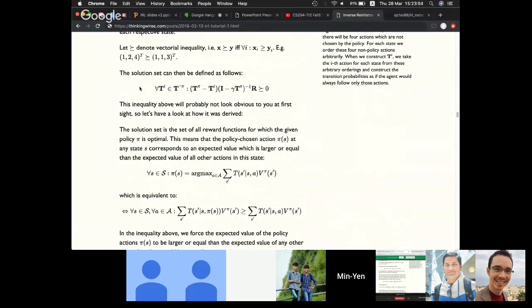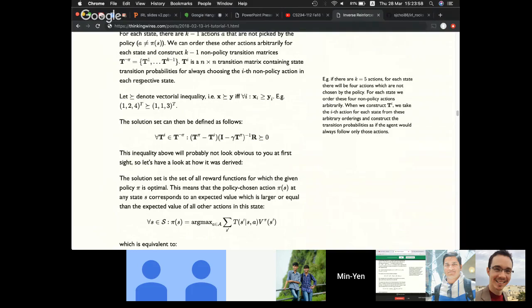Okay, so let's try to look at this. I'll need some help with this. We can order the other actions arbitrarily for each state and construct k-1 non-policy transition matrices. Ti is the n by n transition matrix containing state transition probabilities for always taking the i-th non-policy action in each respective state. So here, Ti is an action that's not the one the policy took. Everyone agree with that? Okay.